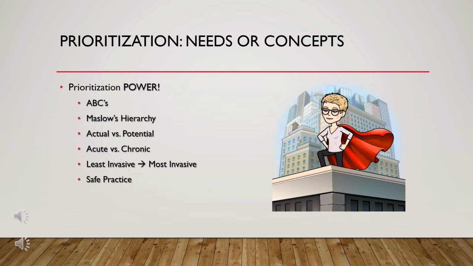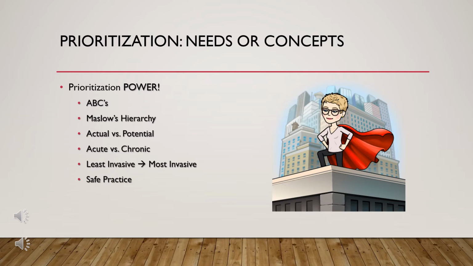Okay, I always teach my students that airway, breathing, circulation, and then following that comes safety, and then pain, and then any education needs. Okay, so placing those physiological needs as a higher priority than the psychological needs. Next, we have actual versus potential. Now, in many cases, an actual problem takes a higher priority than a potential problem, right?